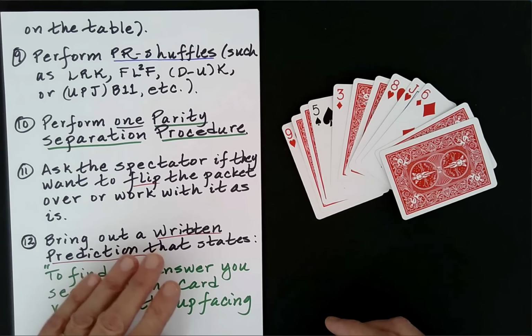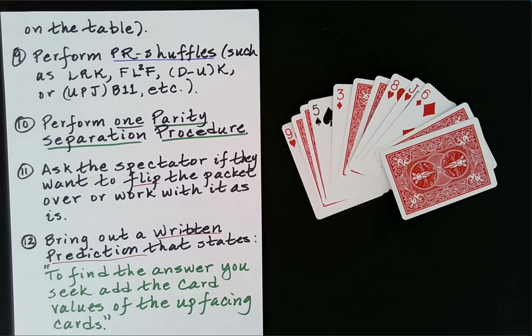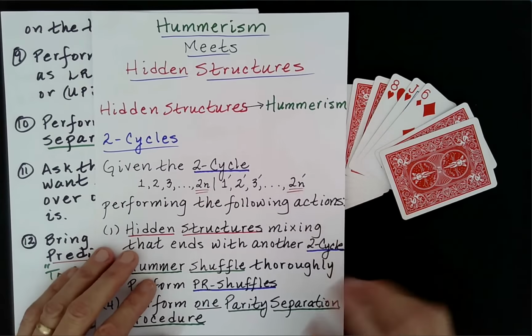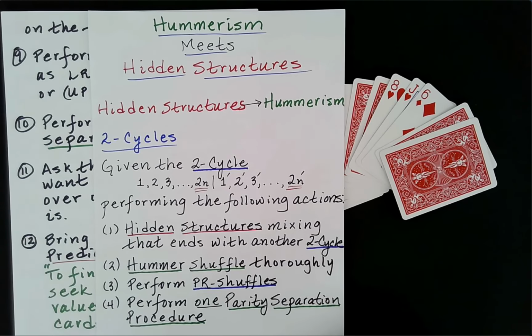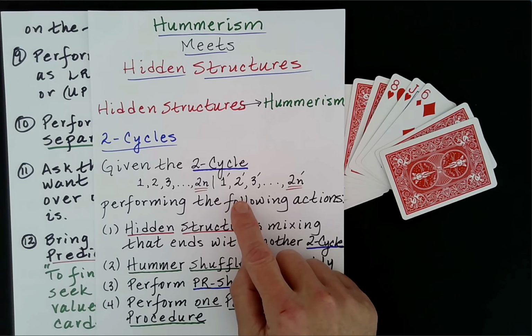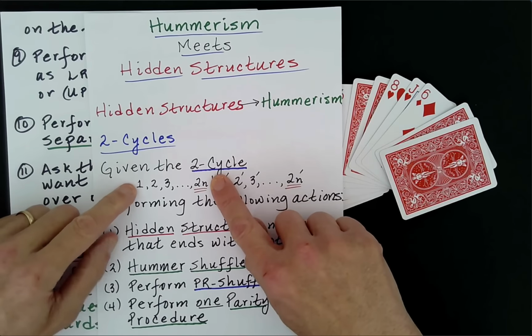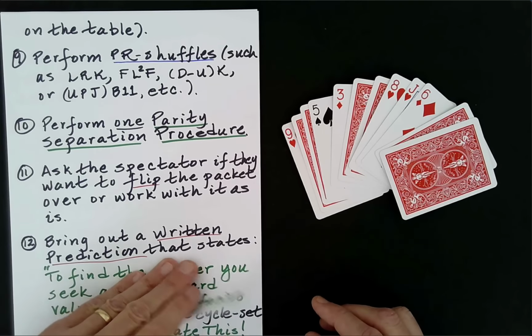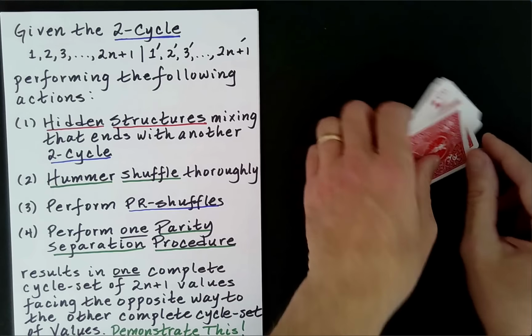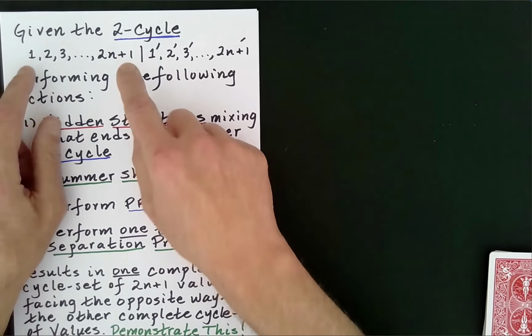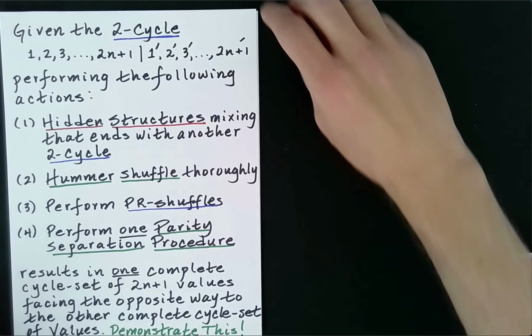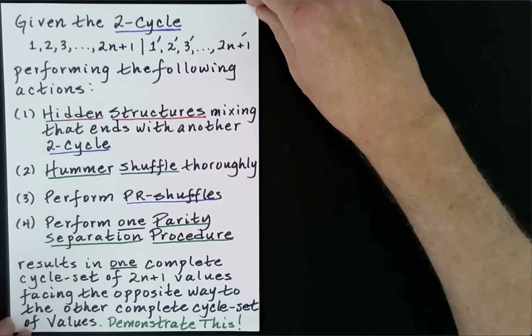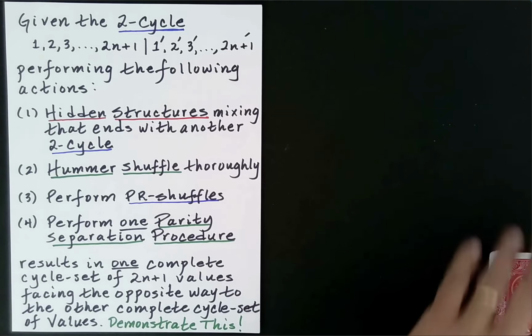Okay, there you go. So that is just one of a near infinite number of different ways to use the information about what happens when you Hummer shuffle a 2-cycle. And here is a 2-cycle in which each cycle is of even length. Okay. We'll look at odd length next, as you might imagine. Okay, so given a 2-cycle where the cycle length is odd now, something different happens. Okay, something different happens. And you would probably expect that that would be the case.